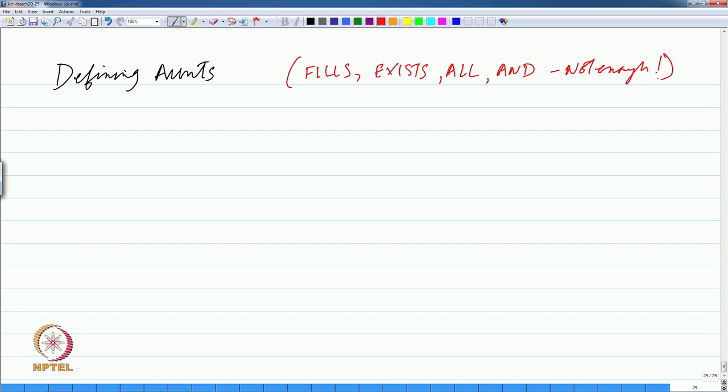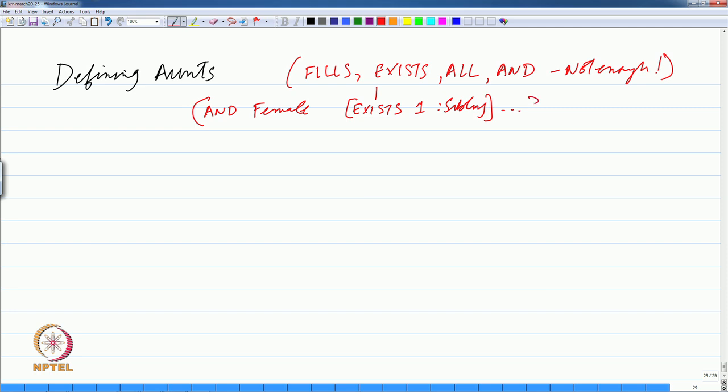So, an aunt is someone who must have a sibling, right. So, we can say for example, exists one sibling, that is fine, but we also want at least one of the siblings to be a parent essentially, only then you qualify to be an aunt. Of course, you have to be female.